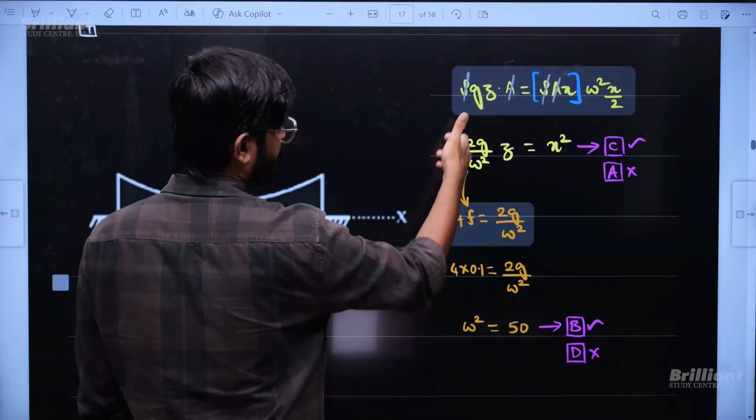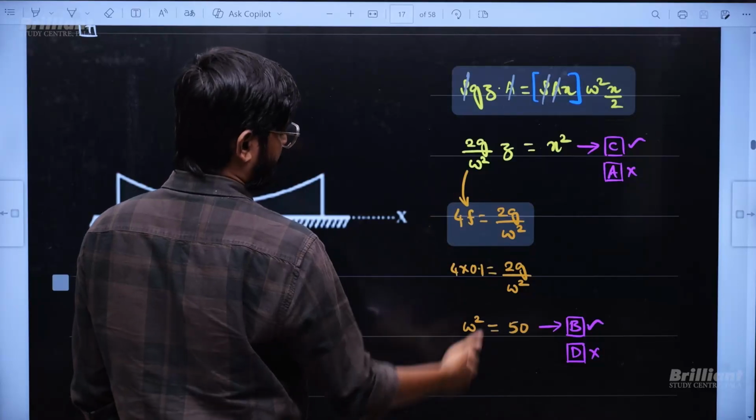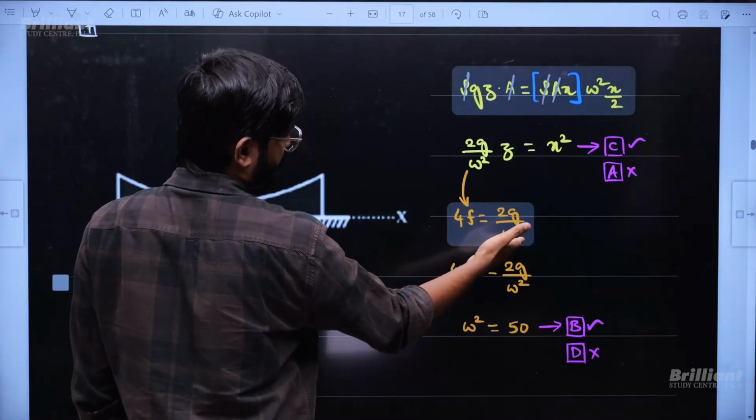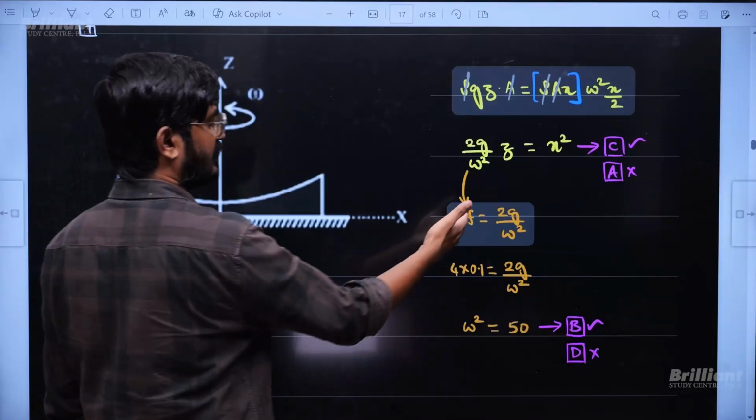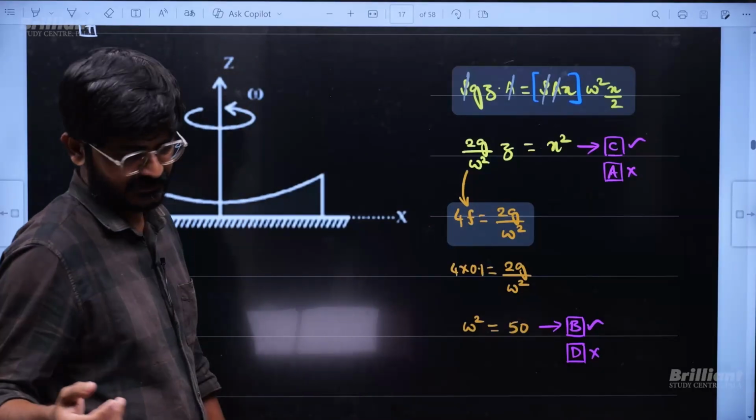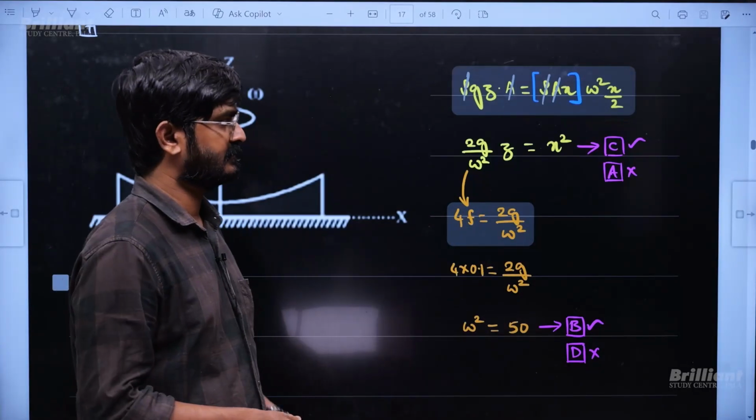So in that case this is going to be 4 times the focal length. From here, the focal length will be changing depending on omega. They were asking, if you want to produce a focal length of 0.1 meters, which is 10 centimeter, what should be the omega?